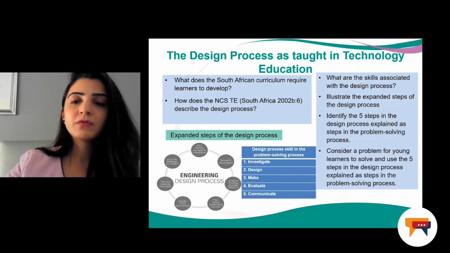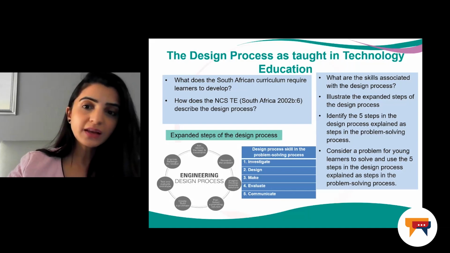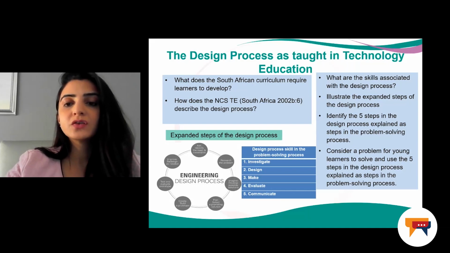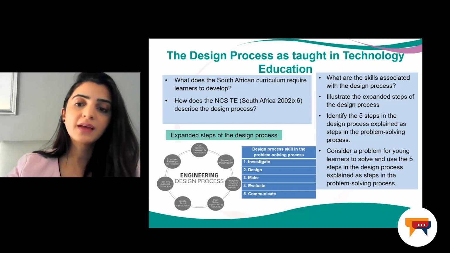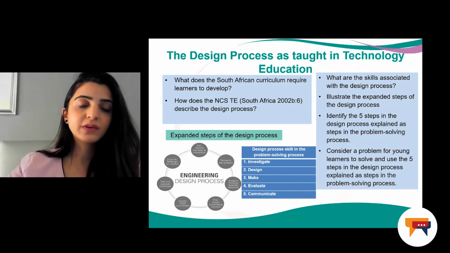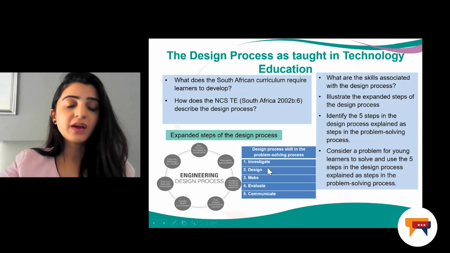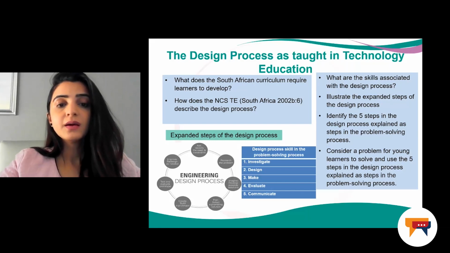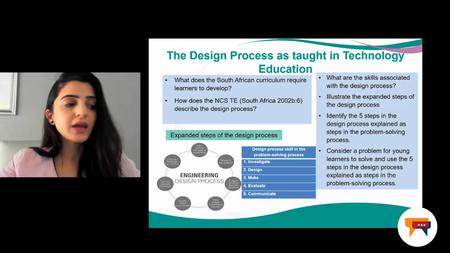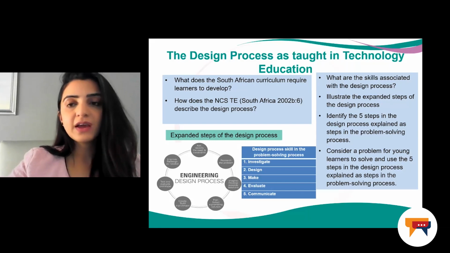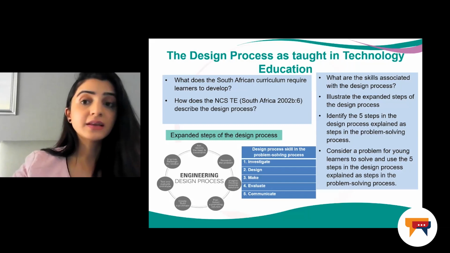So consider a problem for a young learner to solve when you're studying, and use the 5 steps in the design process. Explain the steps in the problem-solving process. The first one would be investigate, then it would be design, make, evaluate, and communicate. So remember, when you investigate, what are you doing? You are identifying the problem.